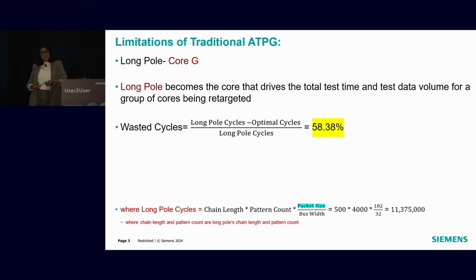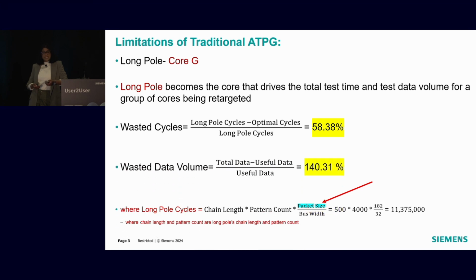And now if I have to look at the wasted cycles, that really is the difference of the long pole cycles minus the optimal cycles, that last bar in the diagram, divided by the long pole cycles. And in this particular example, the wasted cycles is 58.38%. And if you look at the wasted data volume, that is around 140%. So we end up using 140% more data than was actually required for testing these cores under test.